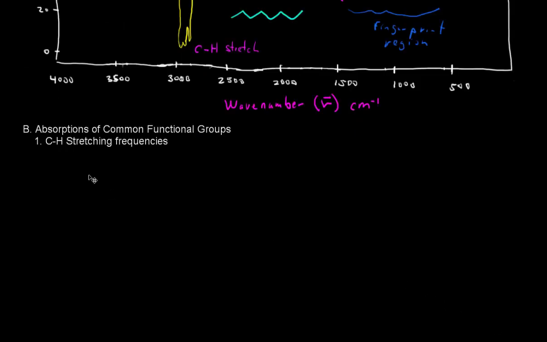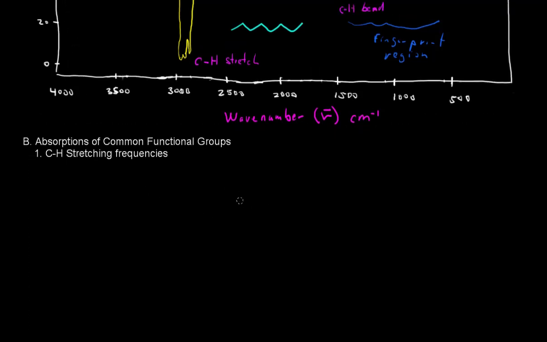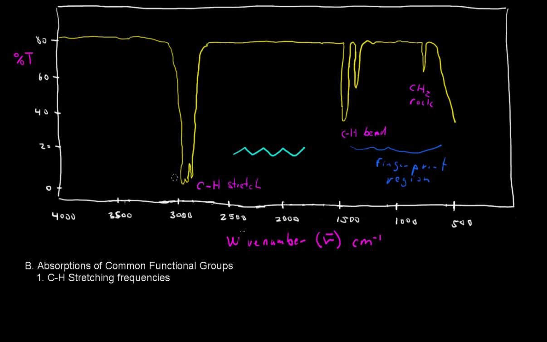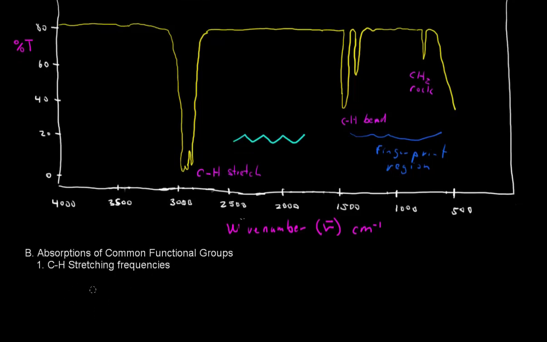So we'll begin our journey of the common IR absorptions of different functional groups with the CH carbon-hydrogen stretching frequencies. And we've already seen an example of that above, right here. And as I mentioned, this of course is at fairly high frequency because of the small size, the small mass of the hydrogen atom.